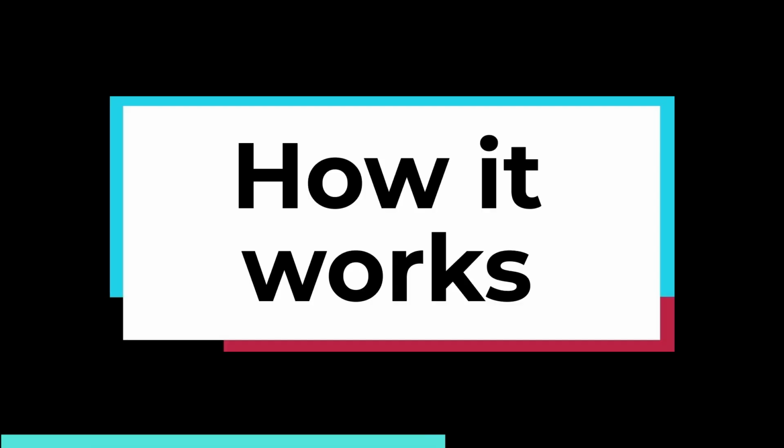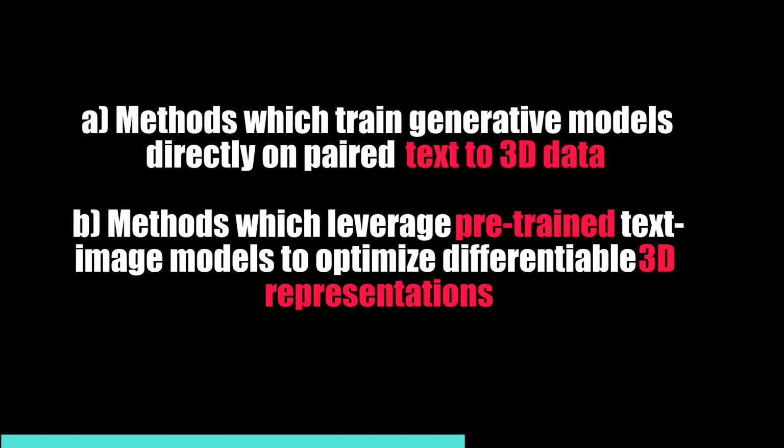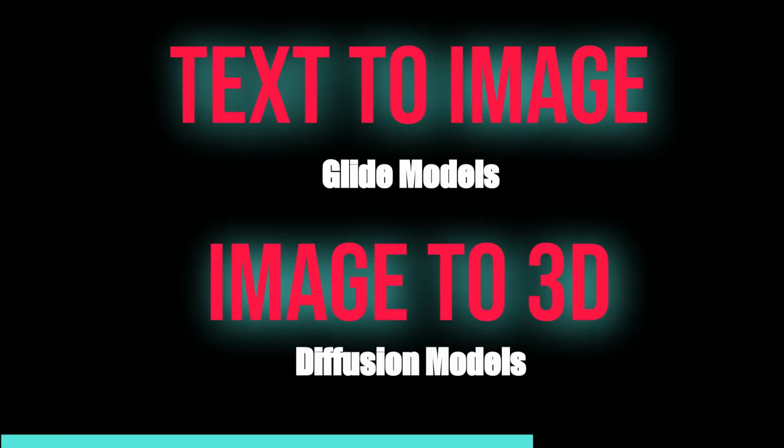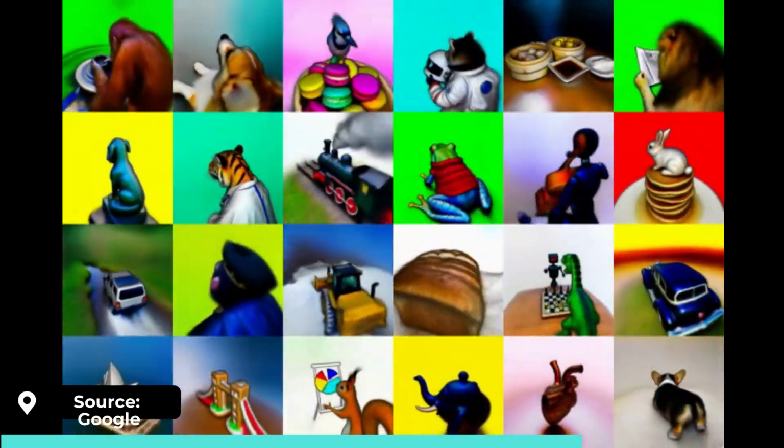There are two approaches to text to 3D. Methods which train generative models directly on paired text to 3D data. And methods which leverage pre-trained text-image models to optimize differentiable 3D representations. Point-E combines a text-to-image model with an image-to-3D model. The text-to-image model leverages a large corpus of text-image pairs, allowing it to follow diverse and complex prompts using diffusion models, while the image-to-3D model is trained on a smaller dataset of image-3D pairs.